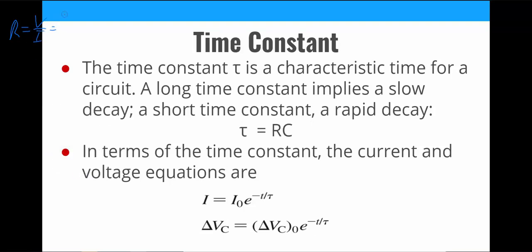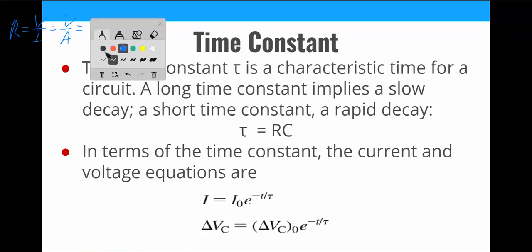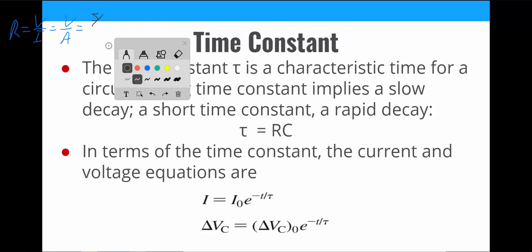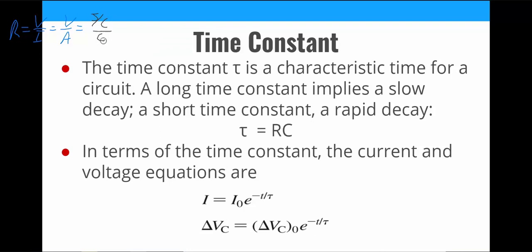So this would be volts over amps, right? And volts are joules per coulomb, right? And amps are coulombs per second. So those cancel. So resistance is joules per second, is that right? Yeah, I did that right.